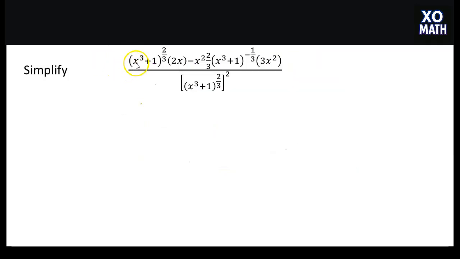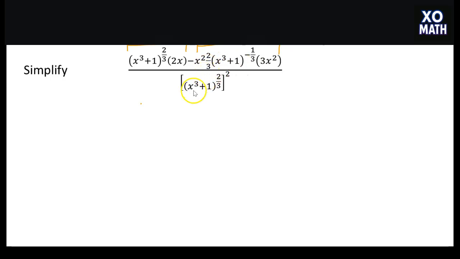Let's simplify the quantity x cubed plus 1 to the 2/3 times 2x minus x squared times 2/3 times the quantity x cubed plus 1 to the negative 1/3 times 3x squared all over quantity x cubed plus 1 to the 2/3 squared. There is a lot going on, but I want to focus on the fact that in the numerator there are just two terms. Terms are separated by addition, and subtraction is really just addition of a negative. So we have two terms.